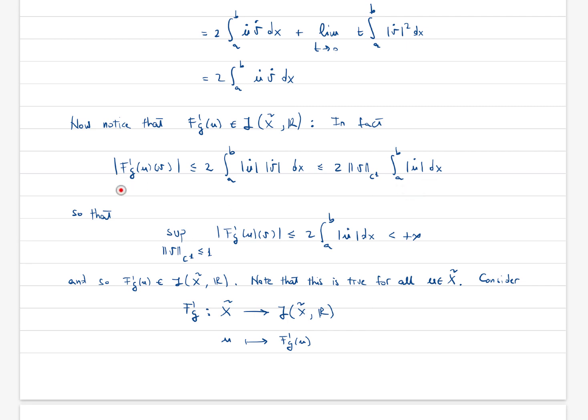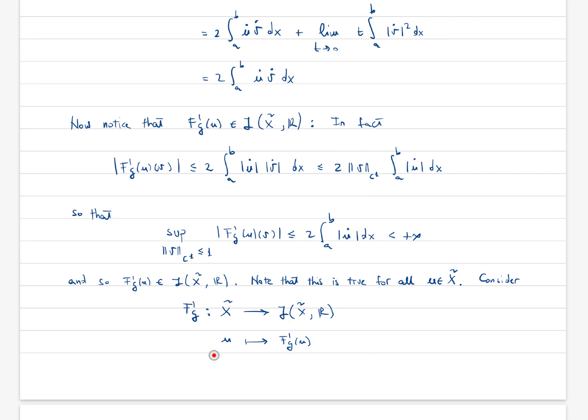And so the supremum of this guy over all the C1 functions with norm less or equal than 1 is less or equal than this one, which is finite because u is C1, so this integral here is always finite. And this shows that the operator norm is bounded, and so f prime g of u belongs to the linear operators, so the dual of x tilde in this case, because we're mapping into R. And this is true for all points u in x tilde.